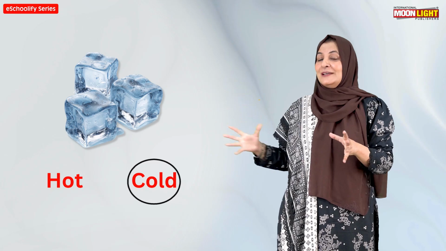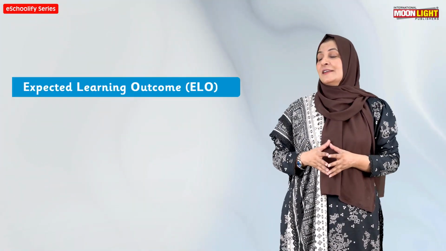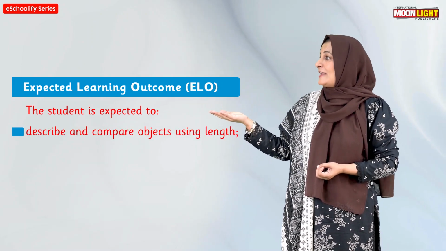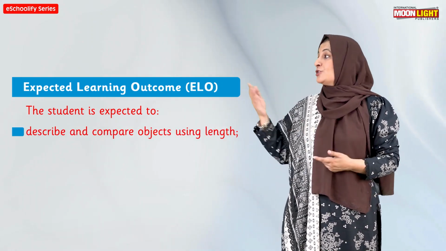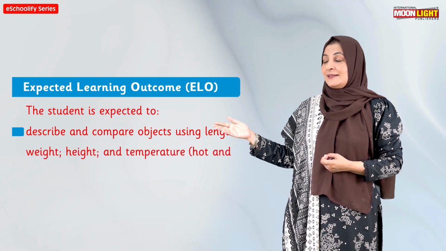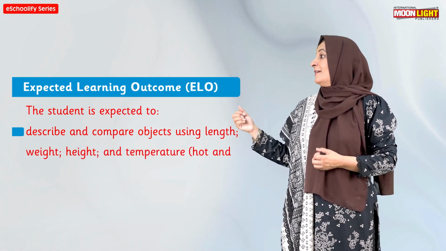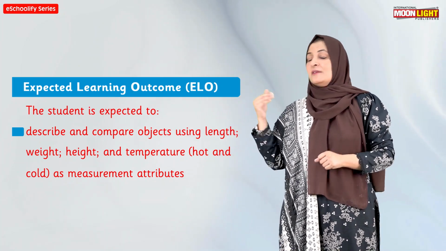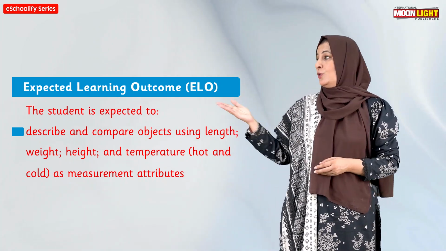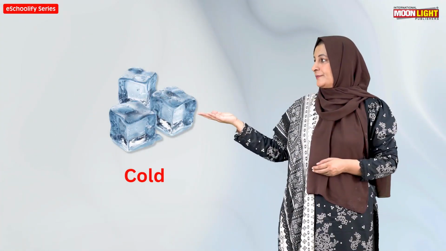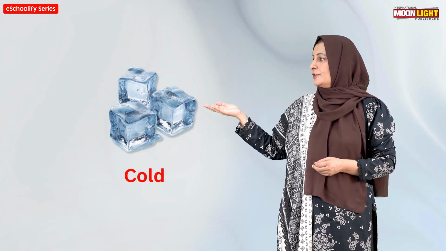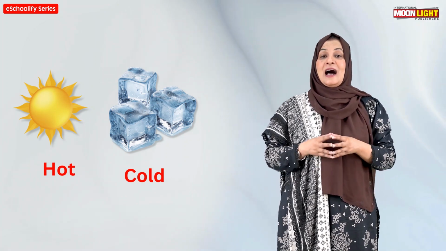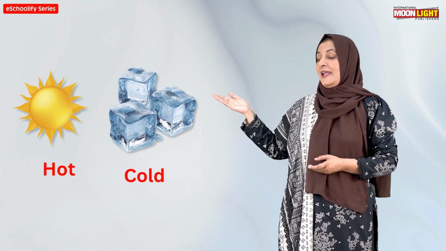Yes, it's cold. Now, the expected learning outcome is the student is expected to describe and compare objects using length, weight, height and temperature like hot and cold as measurement attributes. Okay, so look at this image. Cold, hot, cold, hot. As before starting this lesson, I told you about sun and ice.